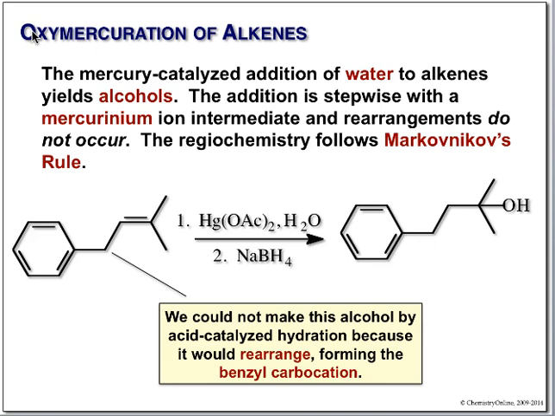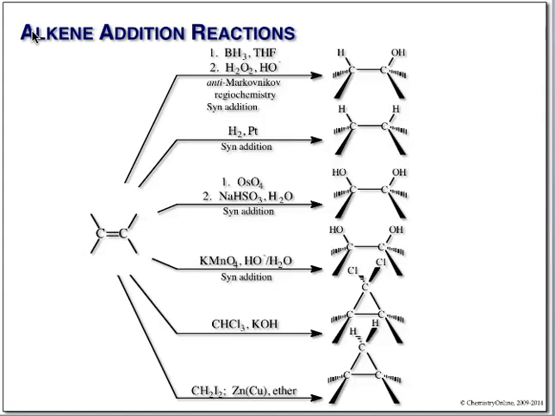All right, our next group. Starting here with BH3 and THF, this is going to give us anti-Markovnikov alcohols. We are going to add a hydrogen and the OH on the same side. That's syn addition, or cis. And again, there's no rearrangements.